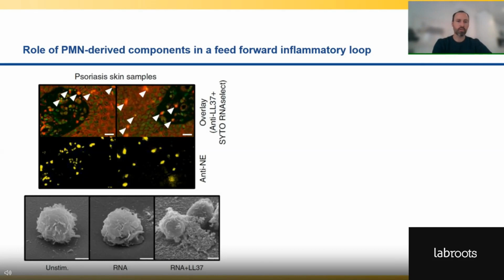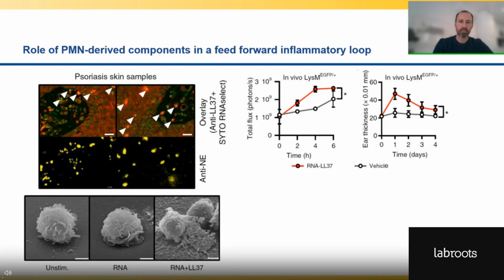To understand what role this had on neutrophils, our collaborators incubated neutrophils from humans with RNA and LL37. And it was only in this combination of RNA and LL37 that neutrophils reacted by promoting the release of their intracellular content in a process known as neutrophil extracellular traps, which are known to promote skin inflammation in psoriasis.